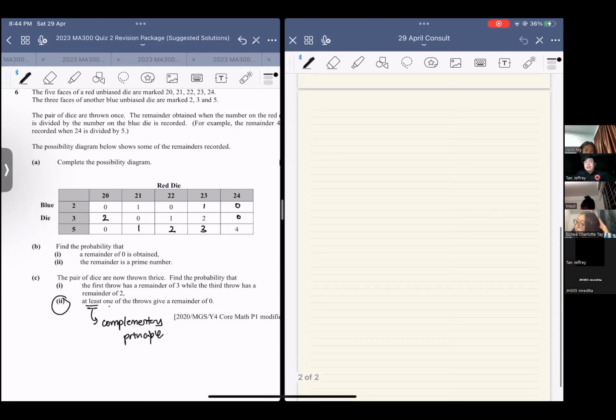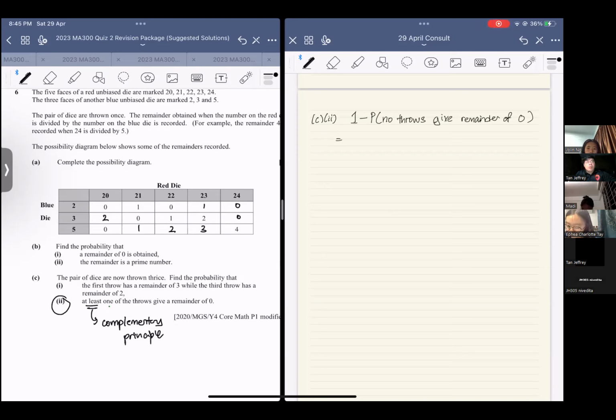The first throw can give you 0, 2 throws can give you 0, or 3 throws can give you 0. So what I will do is take the complementary. I know that all the probabilities add up to 1, so I will take 1 minus the probability that no throws give a remainder of 0.